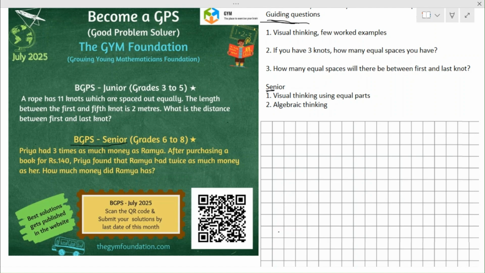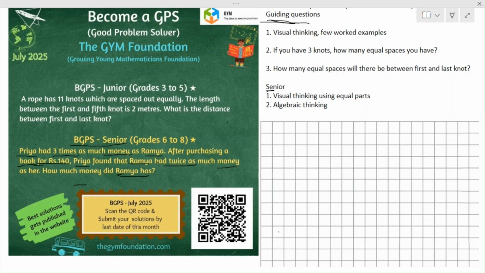We'll read the math problem and underline as we go the important information. So Priya had three times as much money as Ramya. After purchasing a book for rupees 140, Priya found that Ramya had twice as much money as her. How much money did Ramya have now?